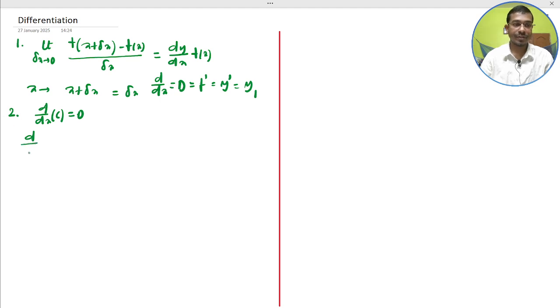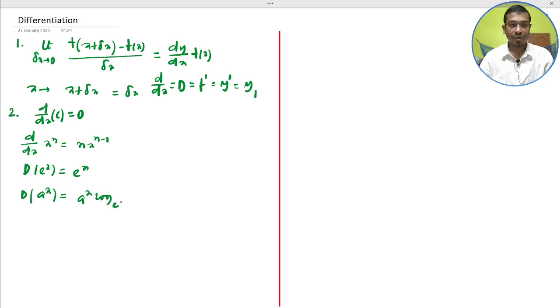So next, d/dx of x to the power n would be n x to the power n minus 1. d/dx means capital D, so I just write here only D. D of e to the power x should be e to the power x. D of a to the power x means a to the power x log a. D of log x should be 1 by x log e.